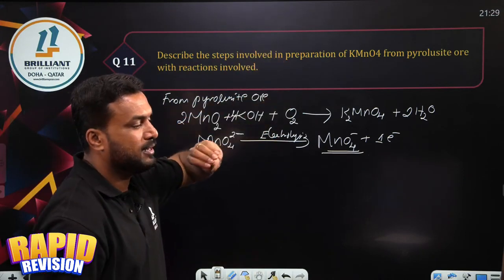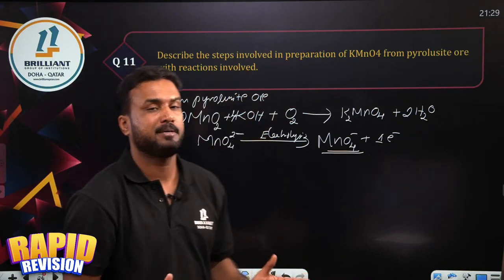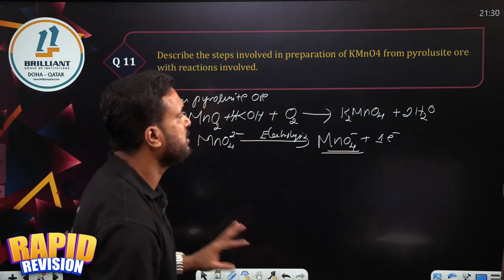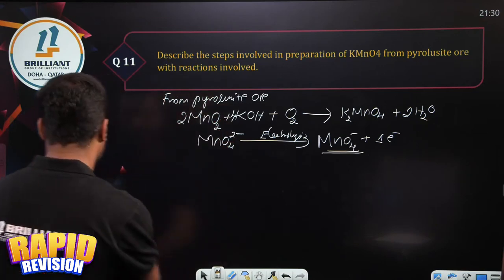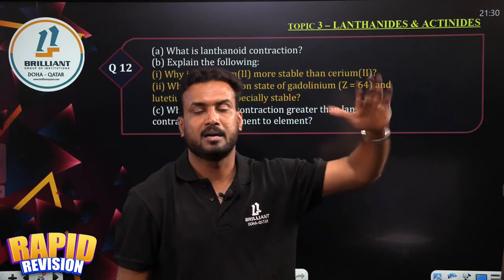KMnO4 minus. So don't ignore any part, because it's a complete chapter, which means the question can come from anywhere. So prepare thoroughly, and practice all the possible questions. This is the preparation method. One more question we have from this chapter, covering all the topics we came across.